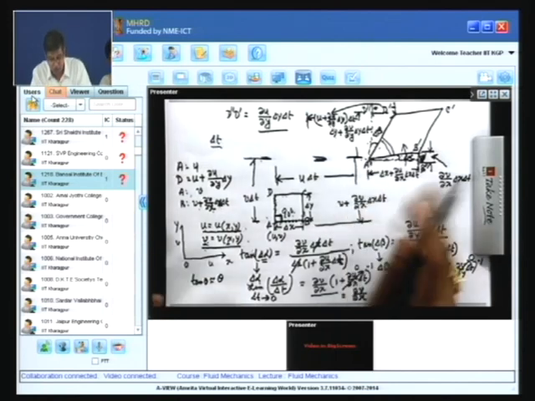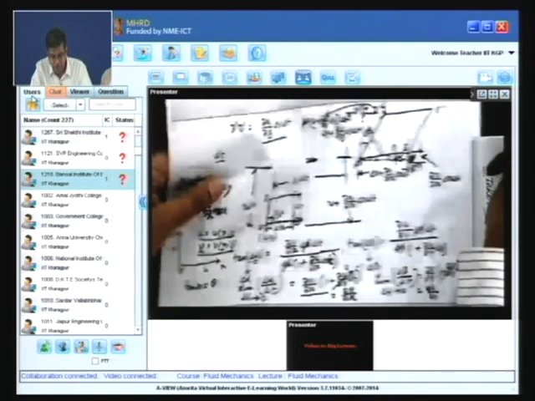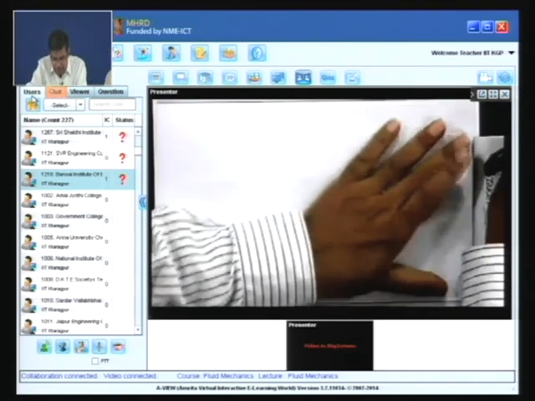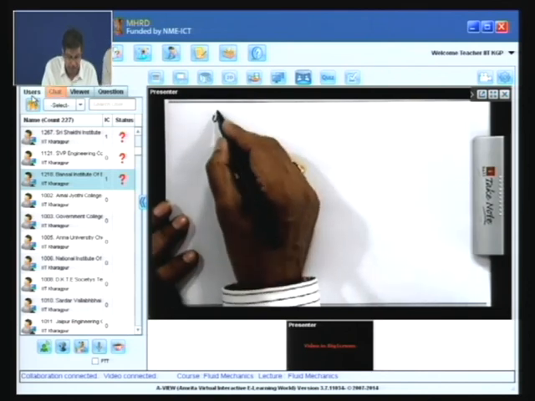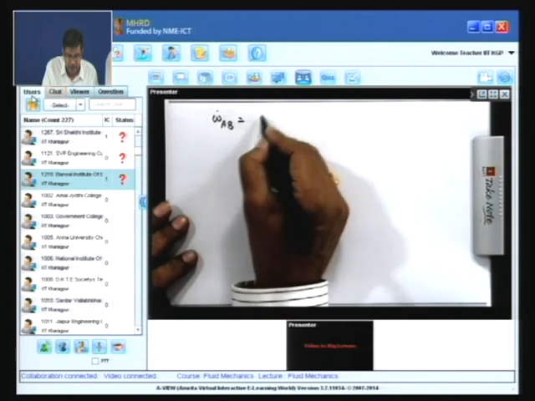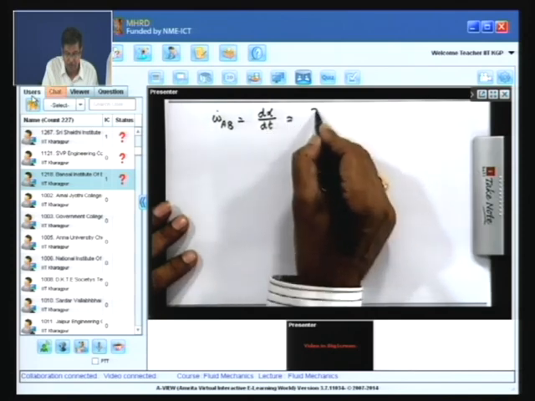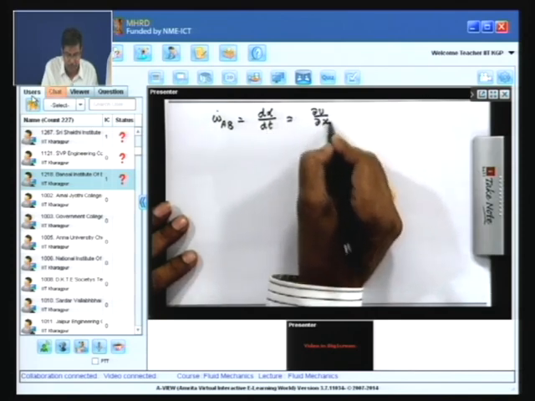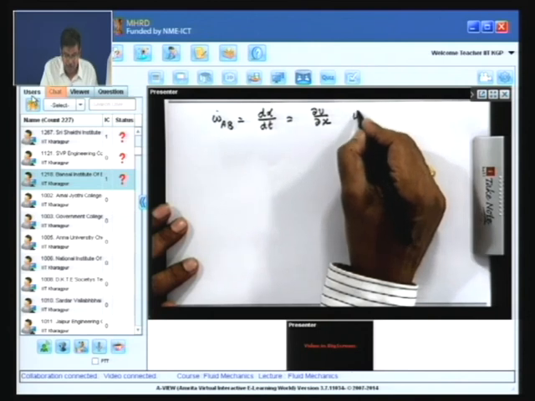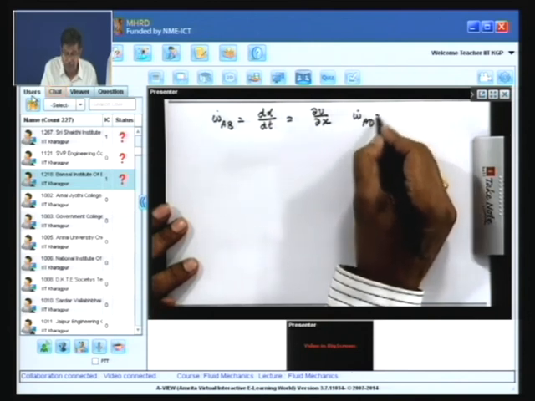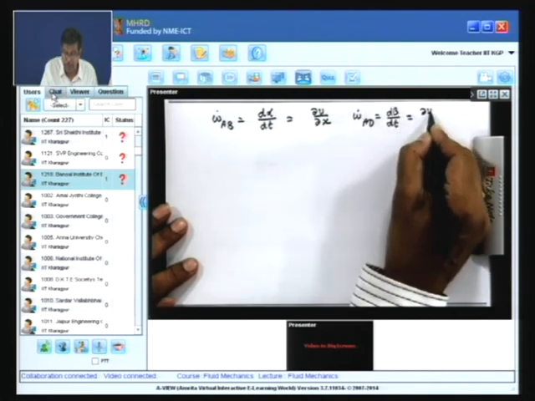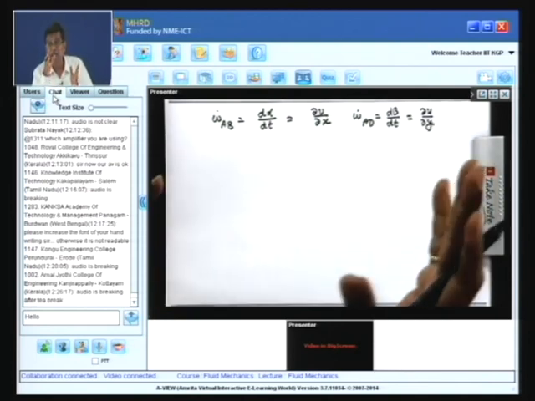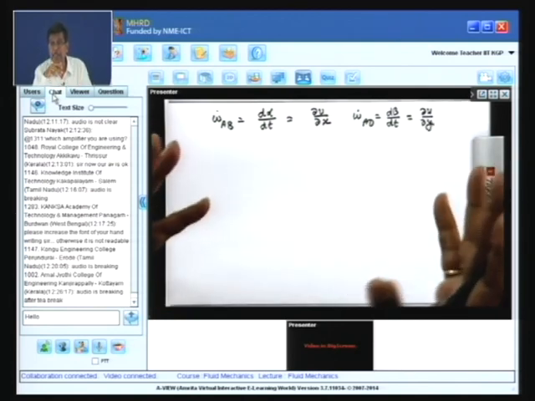This gives a concept of rotation, and if we consider this rotation, the angular velocity of the element AB is defined as the rate of change of angle, dα/dt. Similarly, we already found this is nothing but ∂v/∂x. And the angular velocity of AD we can define as dβ/dt, the rate of change of angle with respect to time, and we have already defined ∂u/∂y.